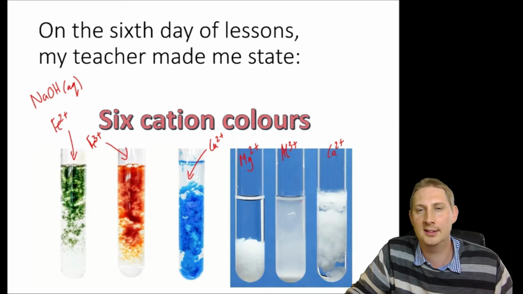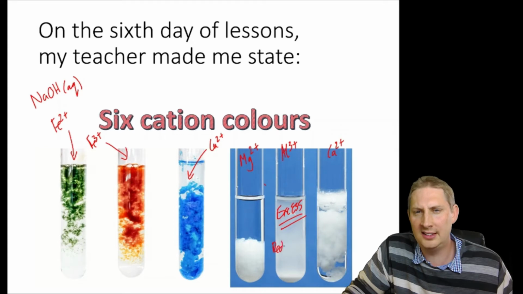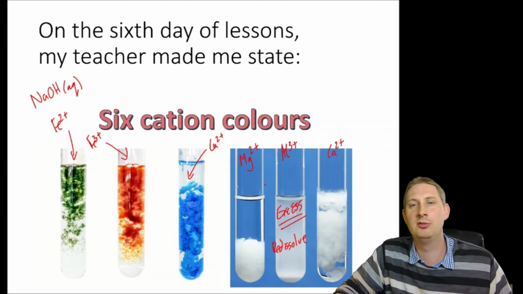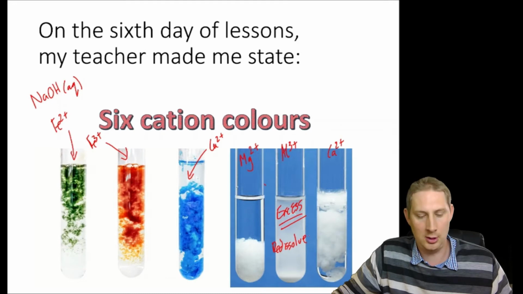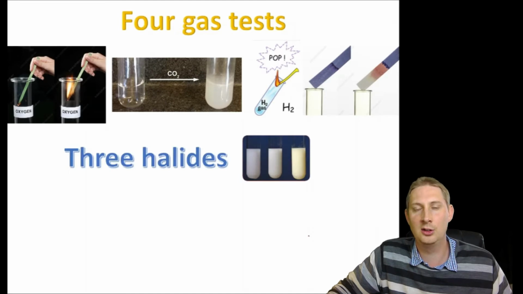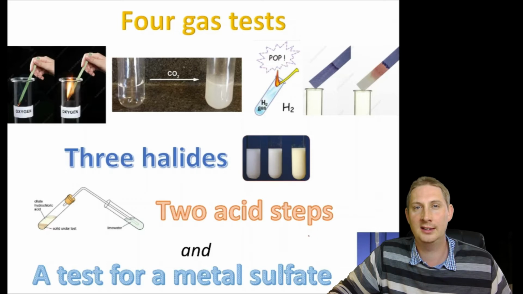What was that test? Well, the test was if you added excess sodium hydroxide, then the aluminium would redissolve. So you could distinguish the aluminium because the precipitate would redissolve if you added extra hydroxide. The magnesium and calcium wouldn't, but you can identify calcium from the flame test. So, do you remember your 5 burning splints, your 4 gas tests, your 3 halides, your test for carbonates, and your test for sulfates? Let's see.